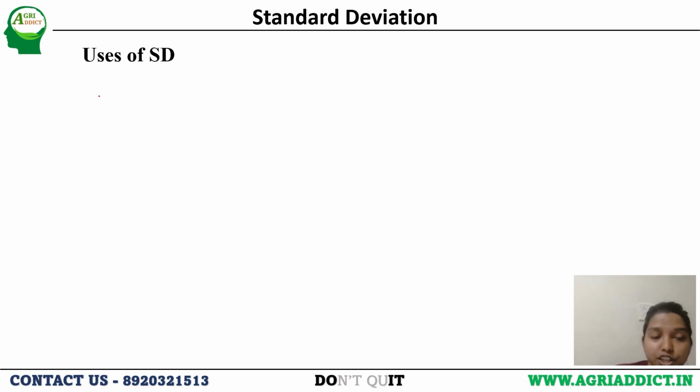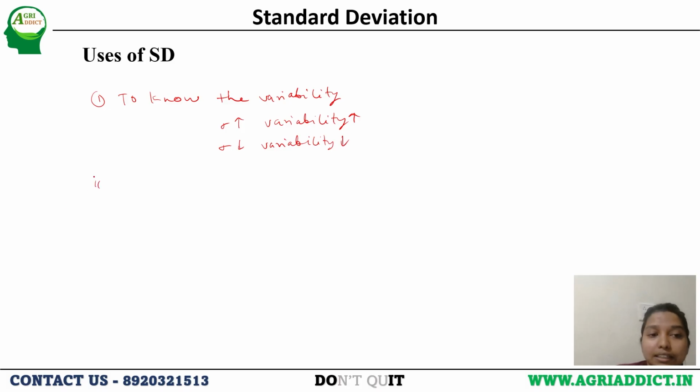Uses of standard deviation. First is to know the variability, as we studied in the previous slides. If standard deviation is more, the variability will be high. If standard deviation is less, variability will be low. The second is to calculate coefficient of variation.